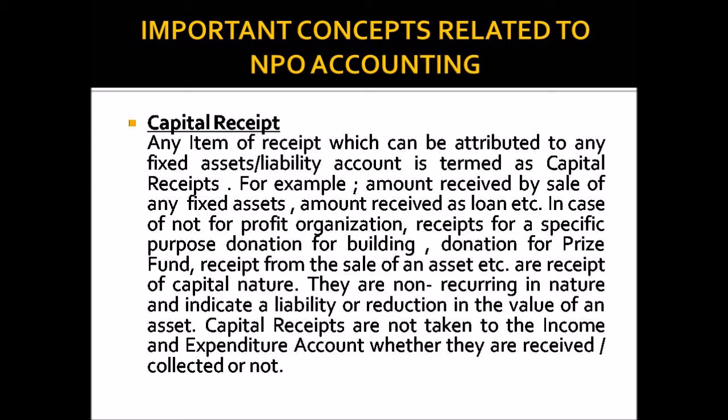So understand what a capital receipt is: it is attributable to a fixed asset or to a long-term liability account. Fixed assets are long-term assets. So any item of receipt attributable to a long-term asset or fixed asset or a long-term liability, those kinds of receipts are called capital receipts.